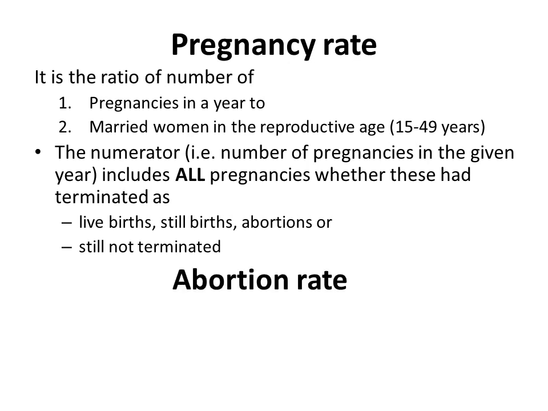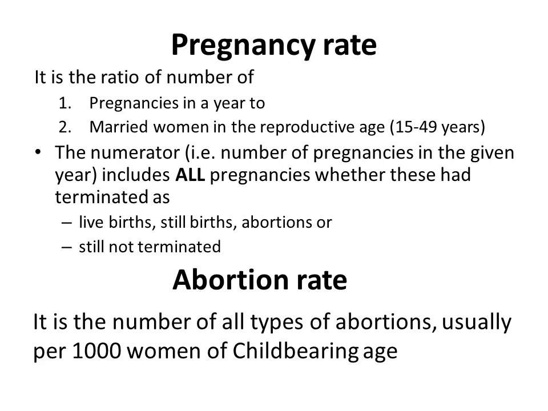Abortion rate is the number of all types of abortions that have occurred during the year per 1,000 women of childbearing age. A high abortion rate may again reflect unmet need for contraception or a deficient antenatal service. Both pregnancy rate and abortion rate can be calculated only when the registration of all pregnancies is nearly complete, is adequate.